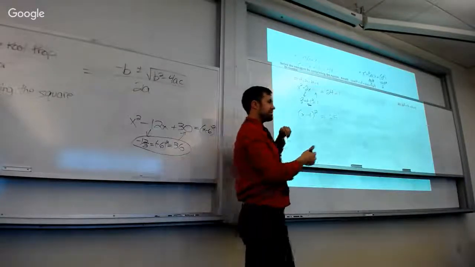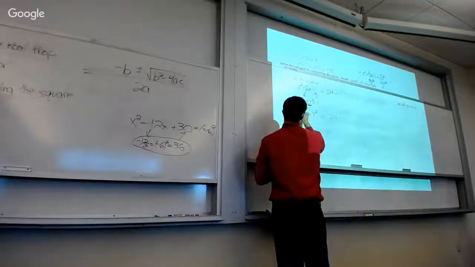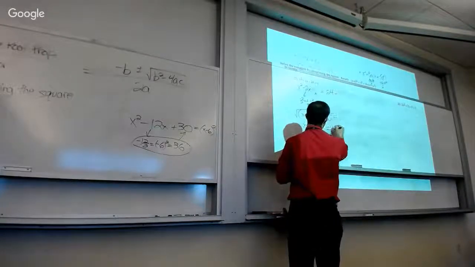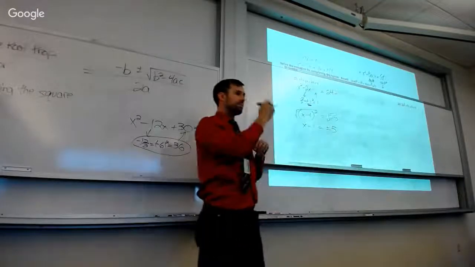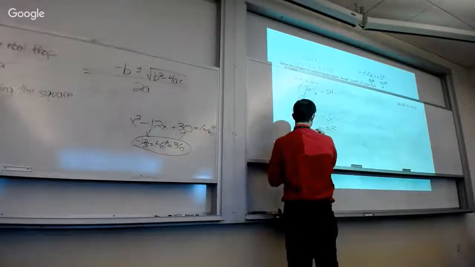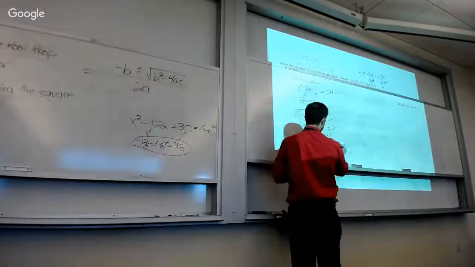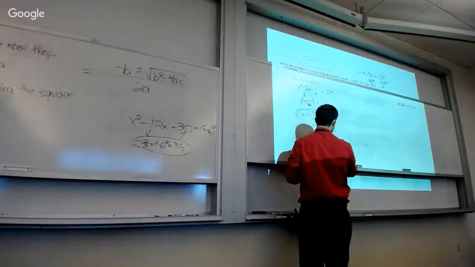And now what do we do, Uriel? Yeah, square root both sides. We have x minus 1 equals plus or minus 5. And then now what do we do, Brett? Yeah, add the 1 over to the other side. And now we just have 1 plus or minus 5.